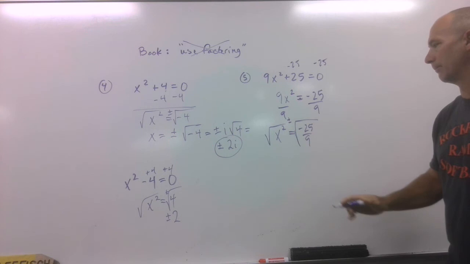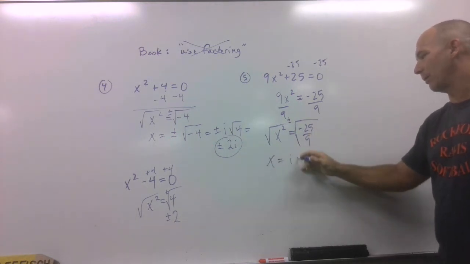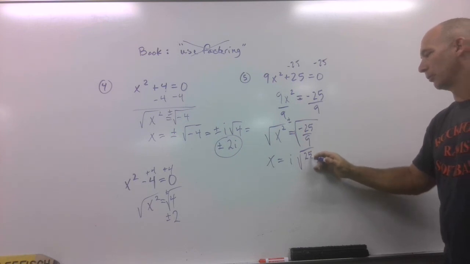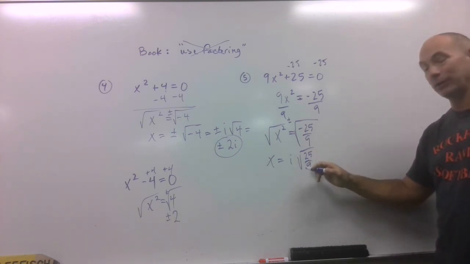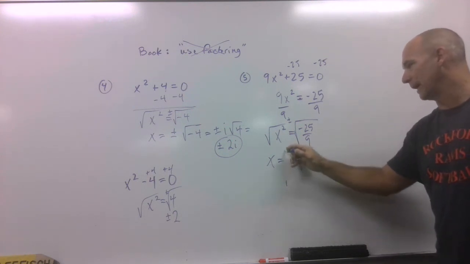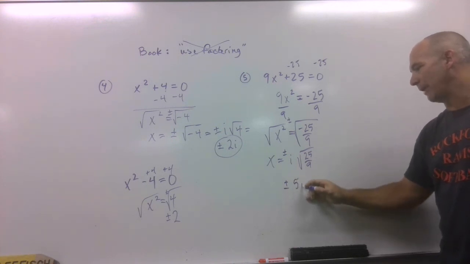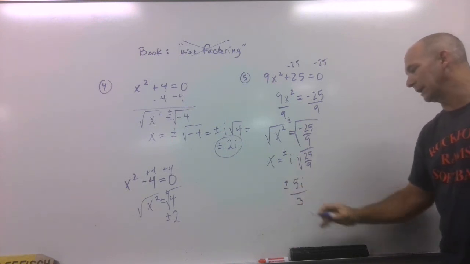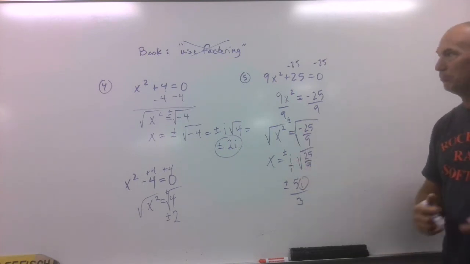Do the right thing. So I get x is, take the i out. I'm left with 25 over 9, which the square root of 25 is 5. Square root of 9 is 3. So I put that all together, I get plus, forgot the plus or minus. See how easy that is? Plus or minus 5i all over 3. Why is the i in the top? Because it's really i over 1. I hope that makes sense.